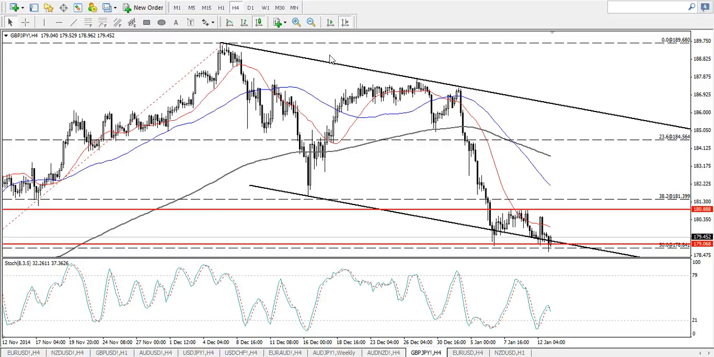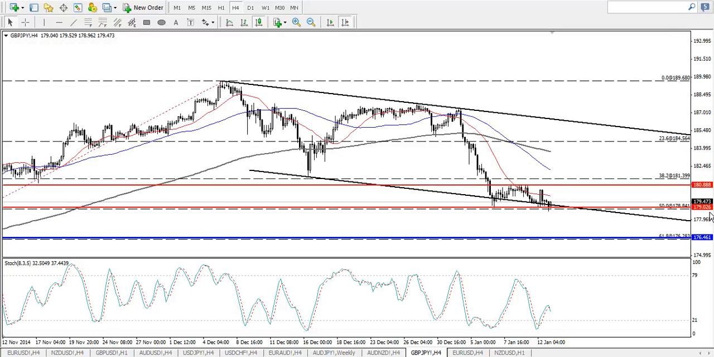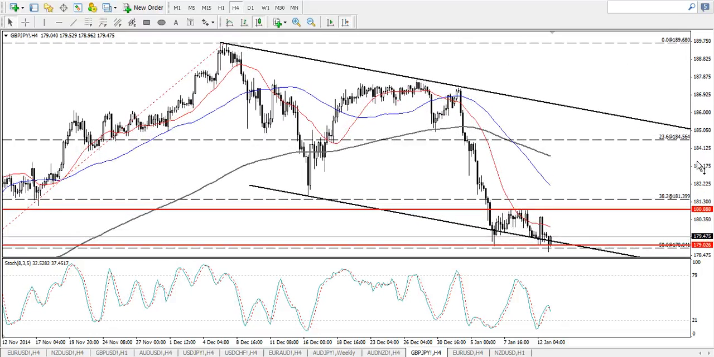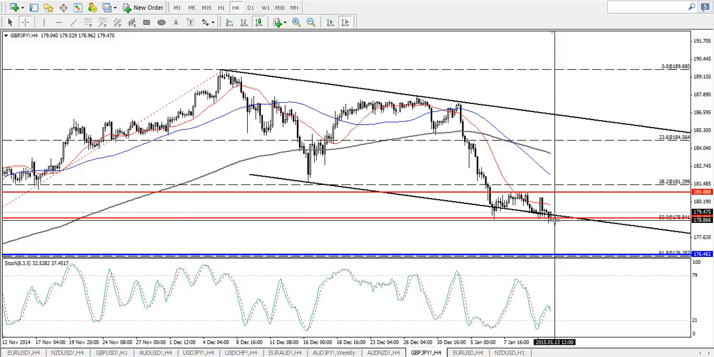Finally we have the pound against the Japanese yen. We do know that there is a falling trend channel in the 4-hourly chart. Price came down, touched the bottom, went up, touched the top, came down and slightly broke below, however we are still seeing price being supported at the support level of 179 flat, and we do see that price might appreciate a little bit further.